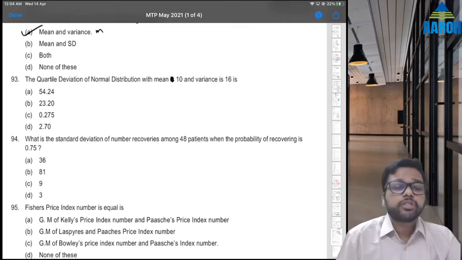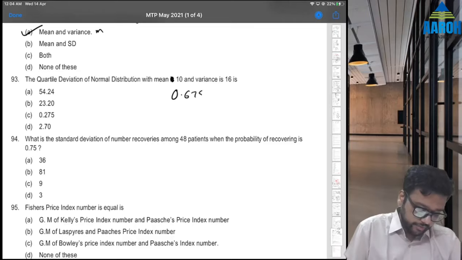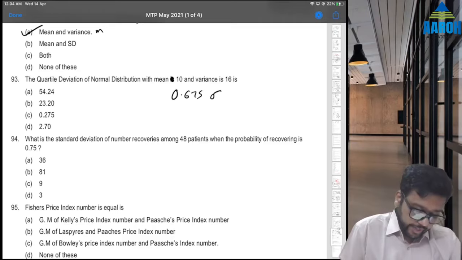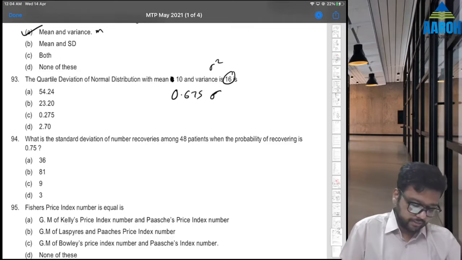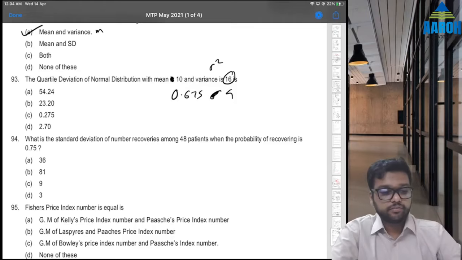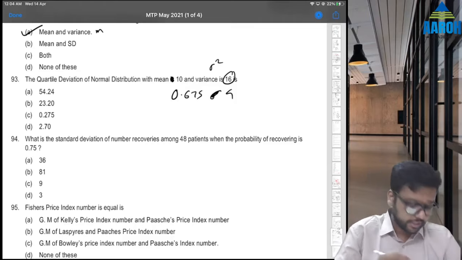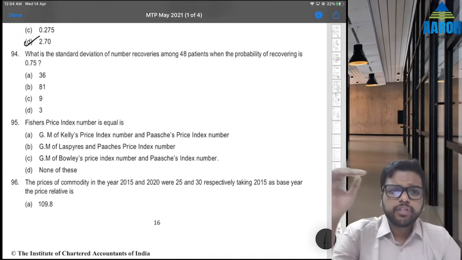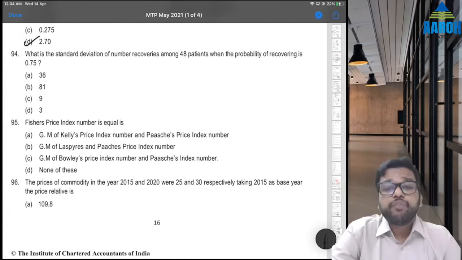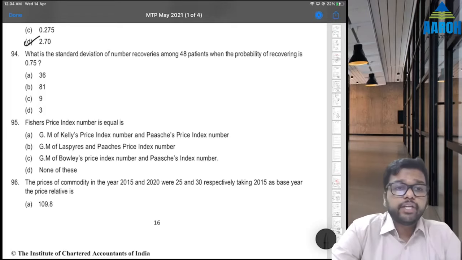Next, quartile deviation of normal distribution with mean 10 and variance 16 is. Mean is not required because quartile deviation is 0.675 sigma. Variance, that is sigma square, is 16. That means sigma is 4. So 0.675 into 4. How much is that? 2.7. Option D.